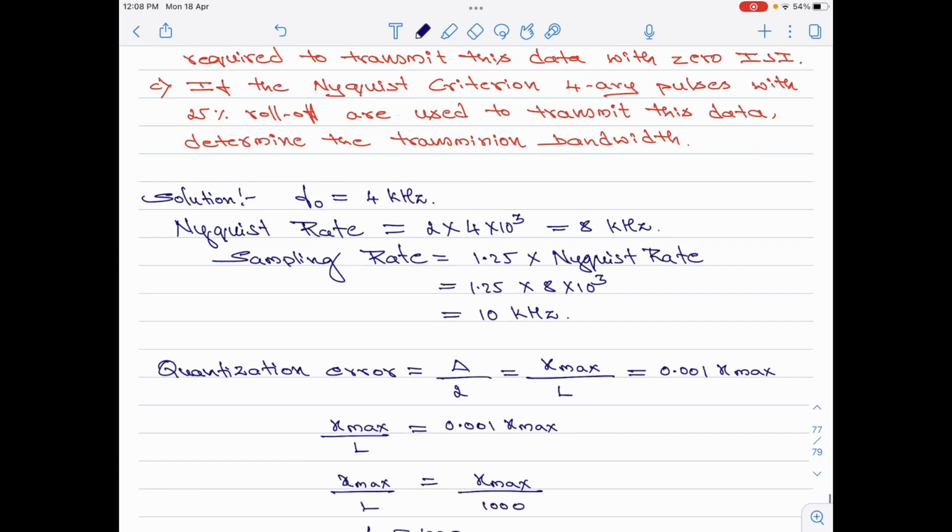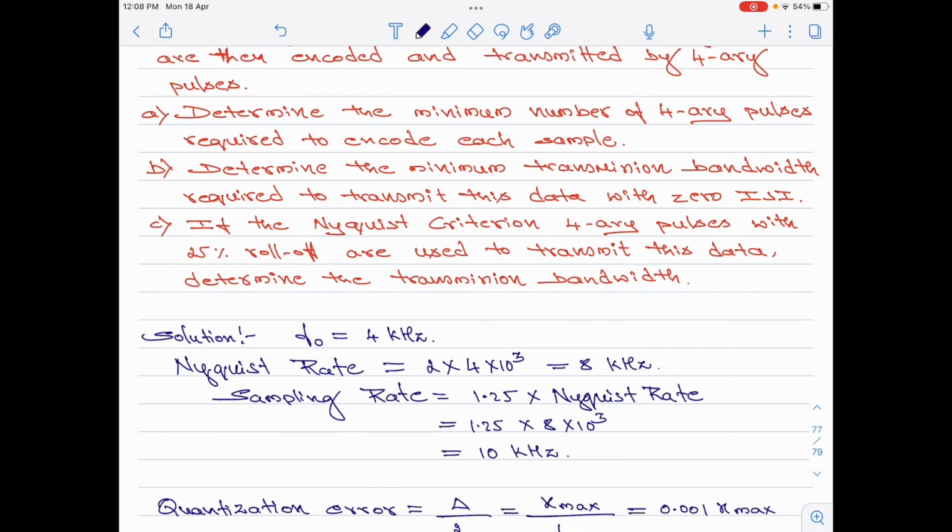Let us go back to part B. In part B, we are asked to determine the minimum transmission bandwidth required to transmit this data with zero intersymbol interference. Please note, we are asked to calculate minimum transmission bandwidth, which is nothing but B naught. So, let us now work on that.